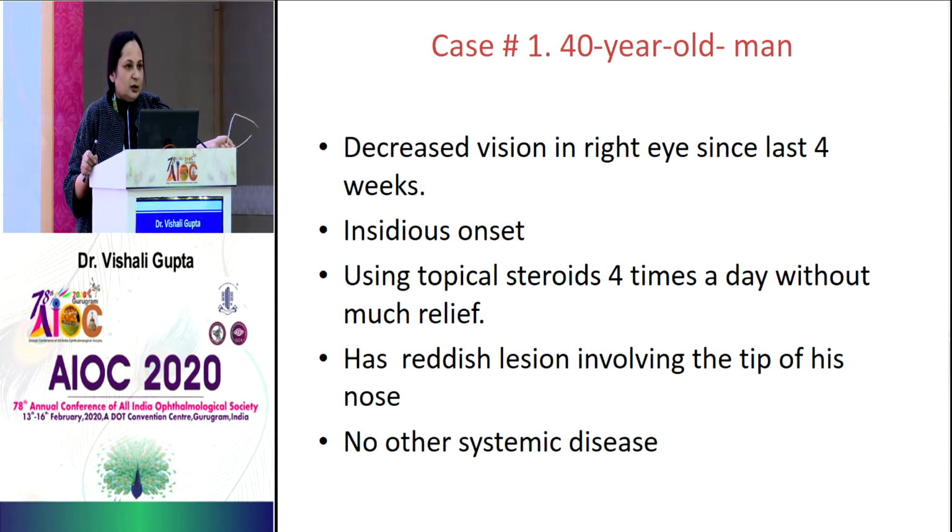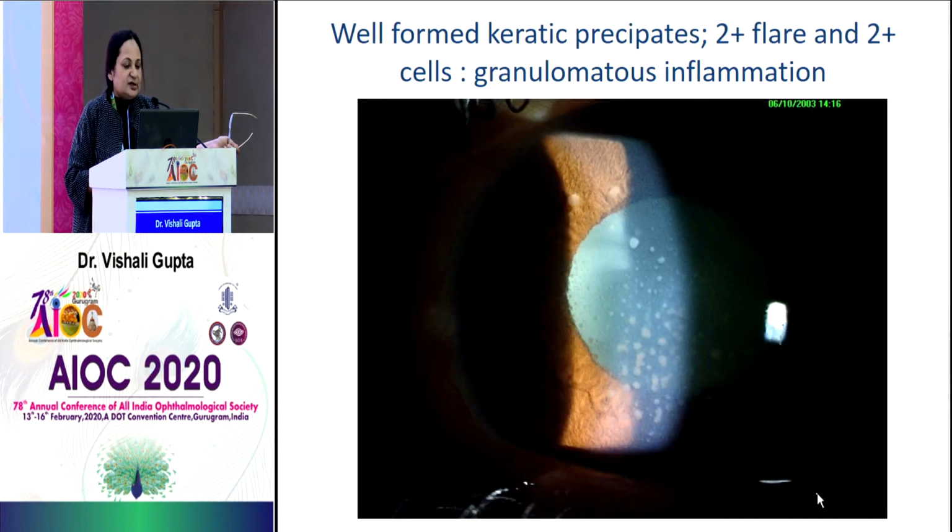Just imagine you are sitting in a clinic, a patient walks in, and he complains of decreased vision in the right eye since 4 weeks. It is insidious onset. This is very important. You got to ask what is the onset. Patient has been using some topical steroids 4 times a day. He also has a red lesion involving the tip of the nose, and there is no other systemic disease.